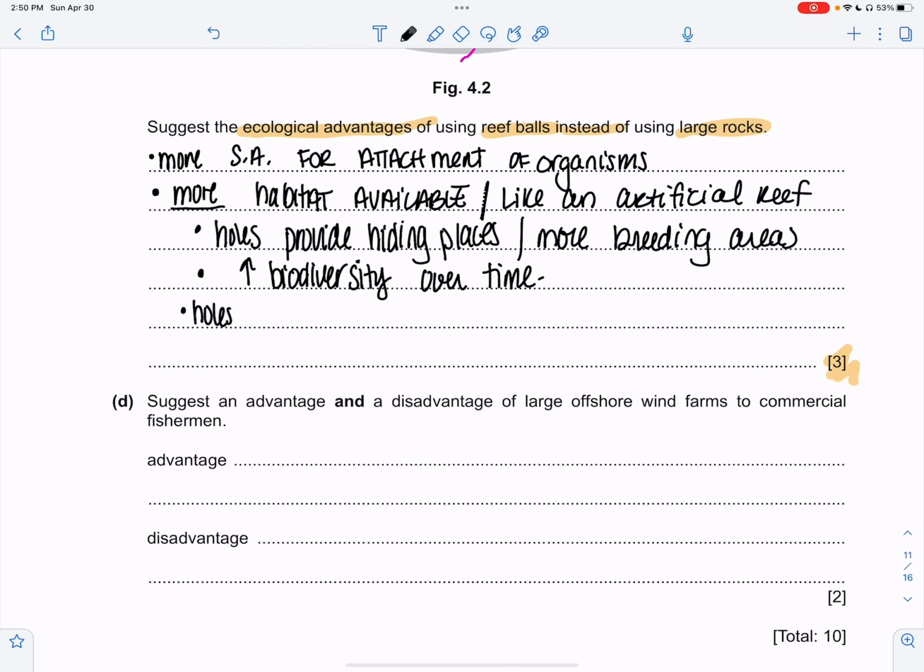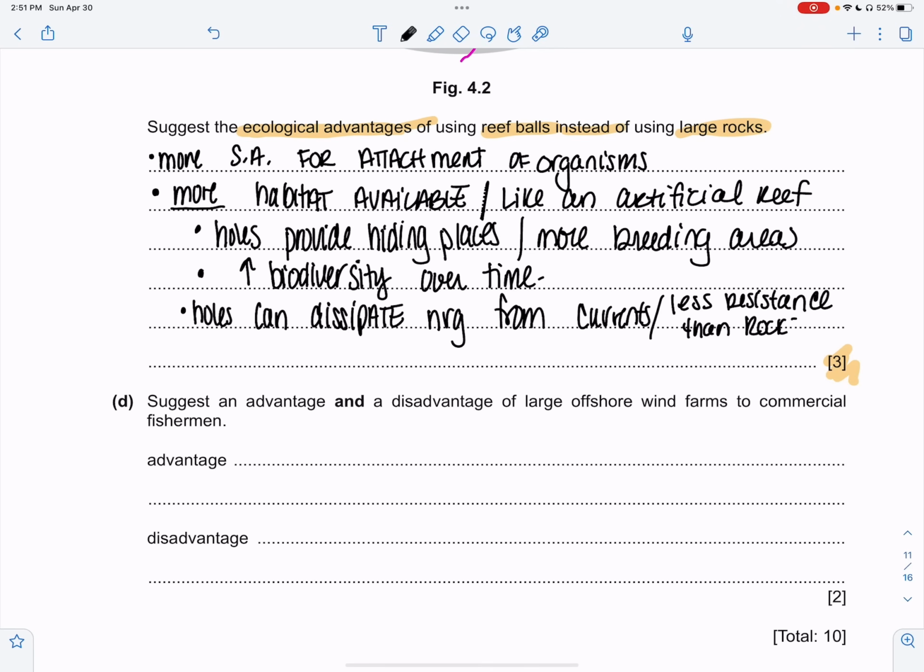Again, the holes can dissipate the energy from currents, or have less, the word I was looking for before was resistance, not pressure, but less resistance than using rocks. And that will decrease erosion on it.